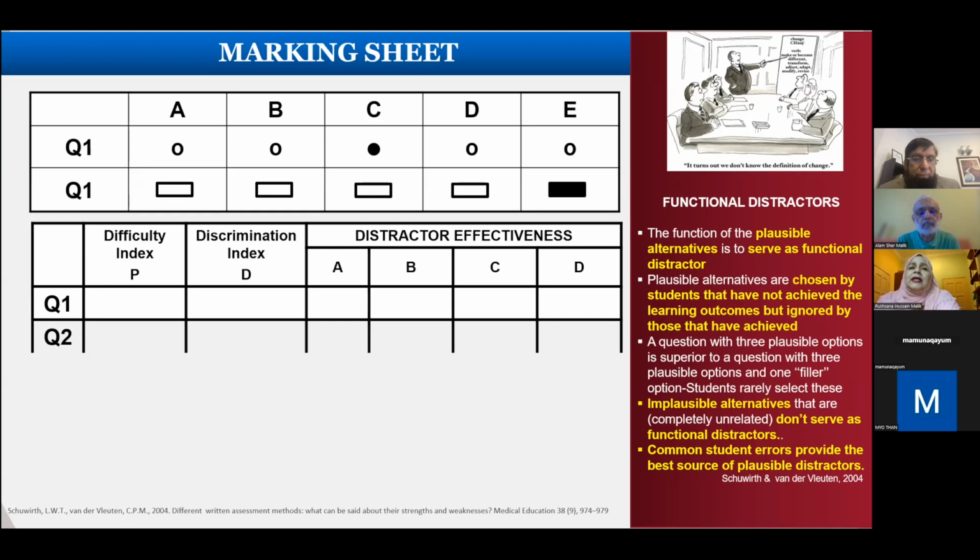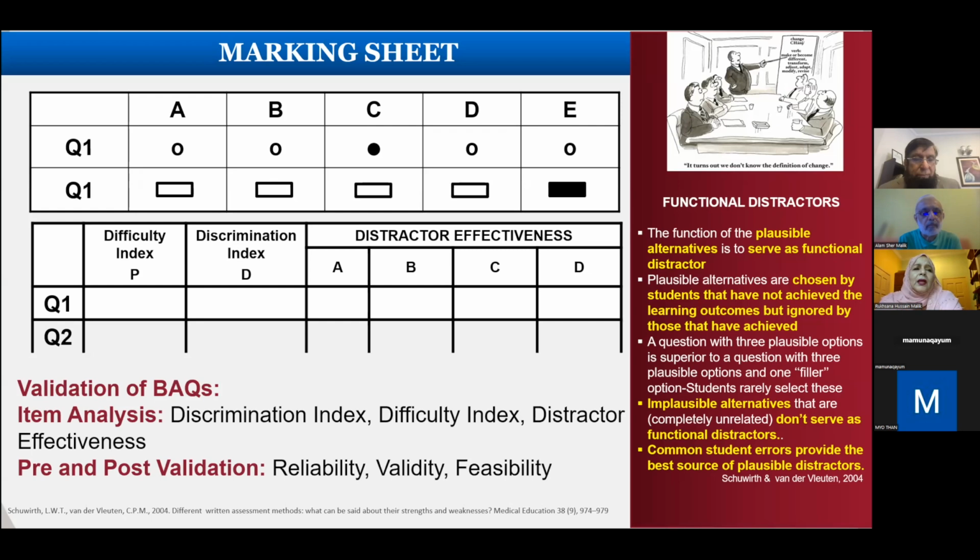Technically speaking, at least 5% of the students should select one of the distractors. For example, the A distractor should be selected by at least 5% of students. B should be selected by at least 5% of students. Similarly, C and D. If they are not selected by 5% of the students, that means this distractor is not effective and it has to be changed with another distractor for the next examination if we are going to repeat this question. So for the validation of the BAQs, we have already mentioned this.